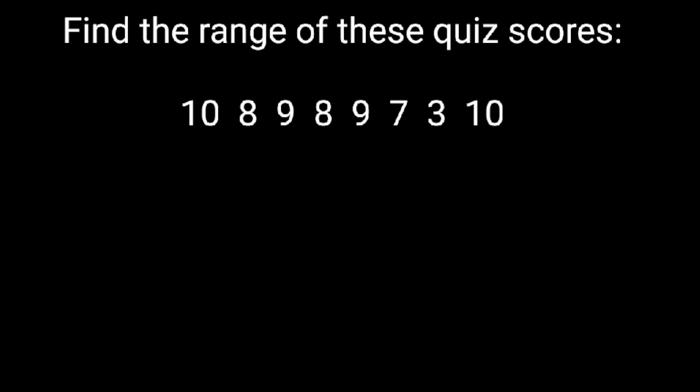To find the range of data, you just subtract the biggest and smallest numbers. It shows you how spread out the data is. The range is so elementary school. It is not very good because outliers affect the range a lot. For example, my quiz scores in math are 10, 8, 9, 8, 9, 7, 3, and 10. The range is 10 minus 3, which is 7.